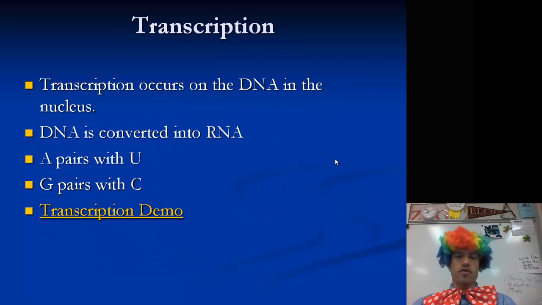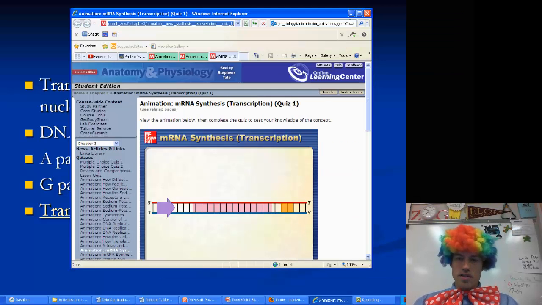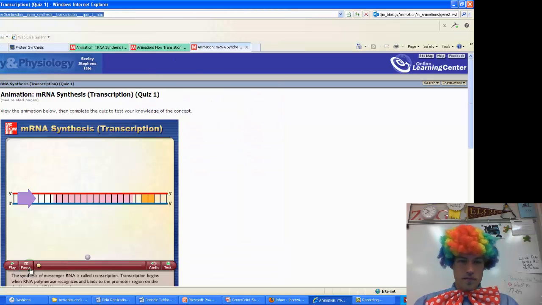So the process of transcription occurs on the DNA in the nucleus, and what happens is that DNA is going to be converted into RNA. A is going to pair with U, and G is going to pair with C. So I'm going to play this demo real quick, and kind of talk through it.